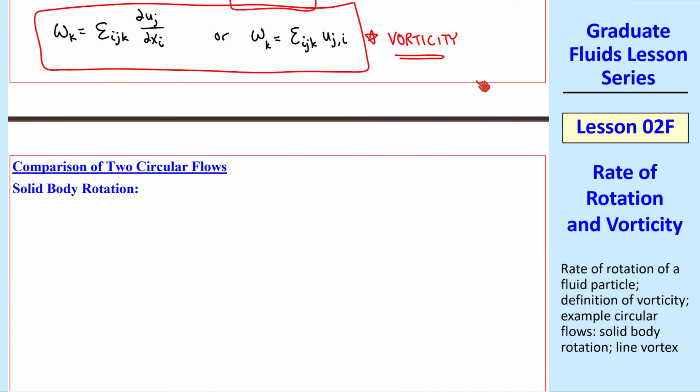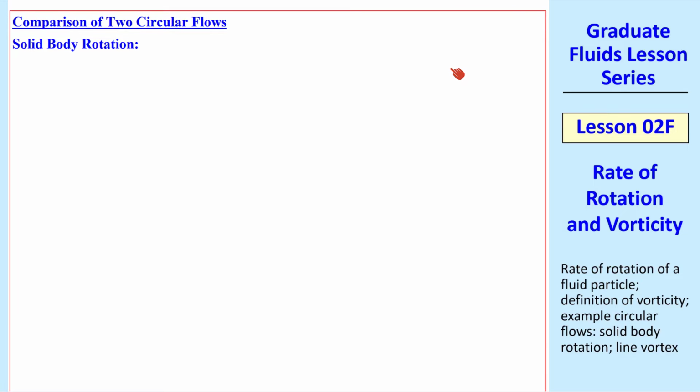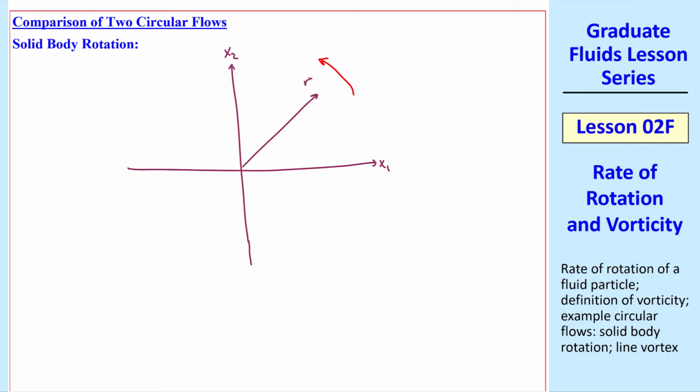Now let's compare 2 circular flows. The first one is solid body rotation. Let's look at the x1, x2 plane with the rotation coming out of the plane. In other words, counterclockwise rotation, which is mathematically positive. We're going to use cylindrical coordinates r and theta, or r theta z coordinates, and we'll let omega naught be the angular velocity, in this case coming straight out of the page.